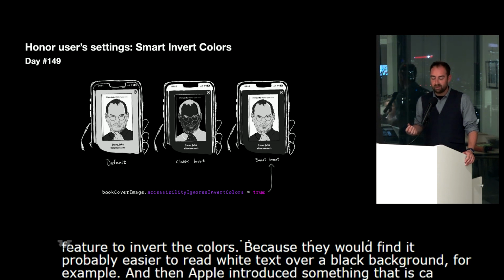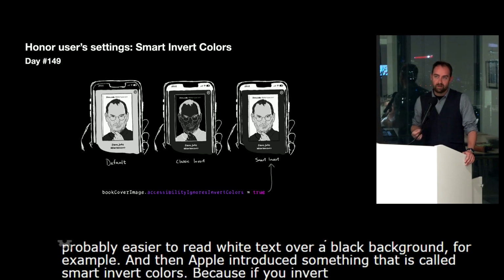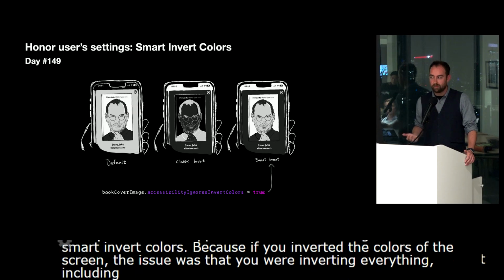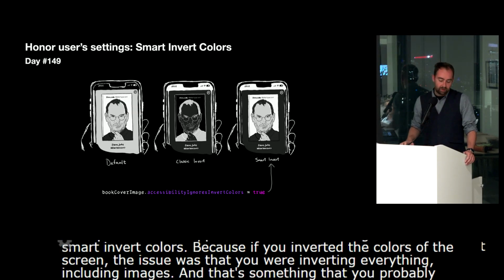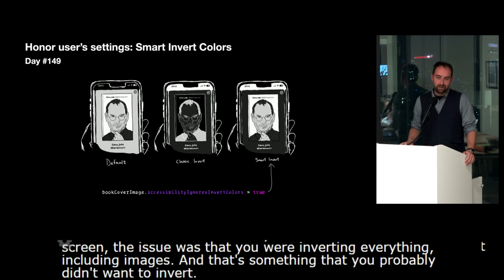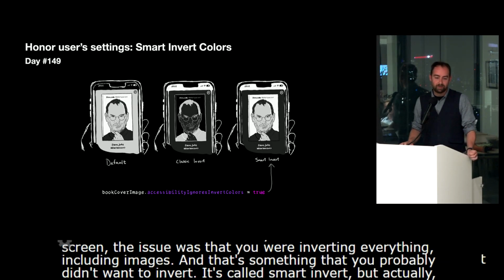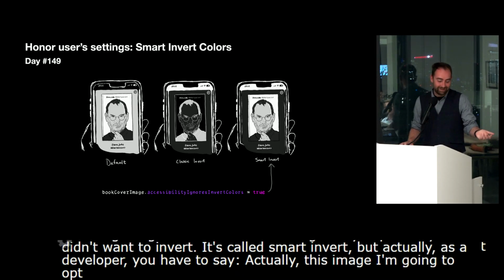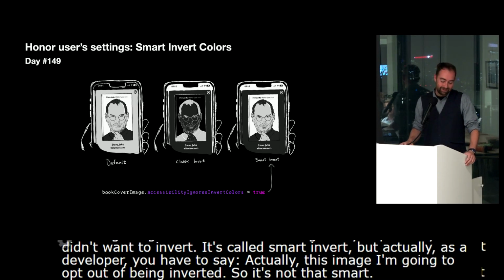And then Apple introduced something called smart invert colors, because if you inverted the colors of the screen, the issue was that you were inverting everything, including images, and that's something that you probably didn't want to invert. It's called a smart invert, but actually, as a developer, you have to say, this image I'm going to opt out from being inverted. So it's not that smart. You have to tell it which things you want not to invert.